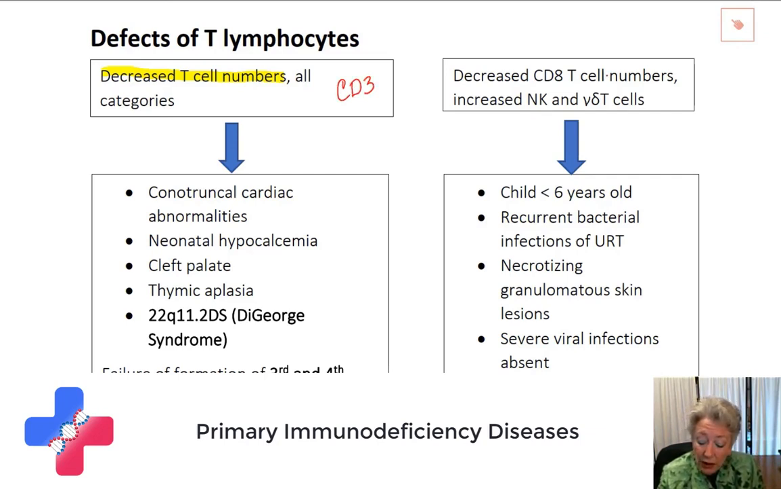If I have only decreased CD8 values, then remember I'm going to compromise on that by increasing the innate component cells that lead into that particular pathway. So as I lose the adaptive killer cells, I find increased levels of natural killers and gamma delta T cells. The innate system on that edge takes over.